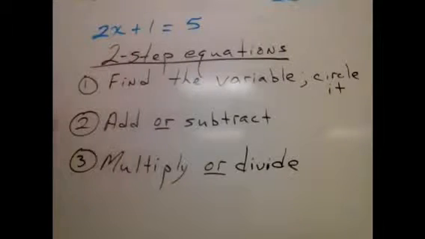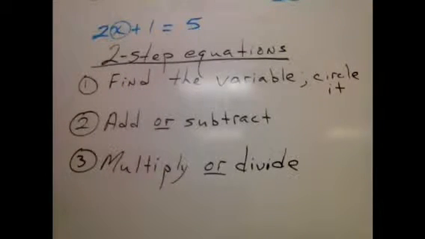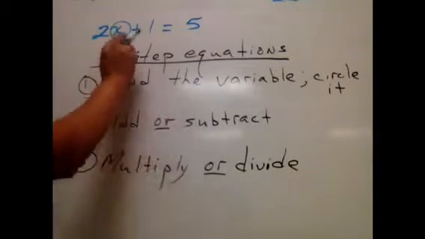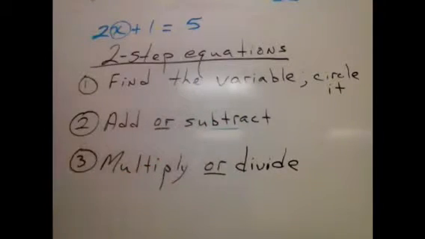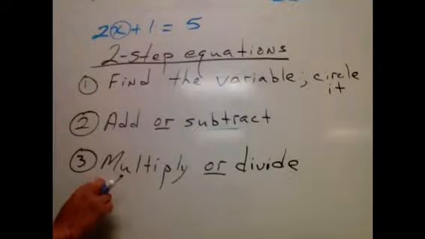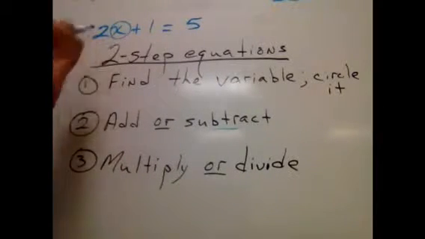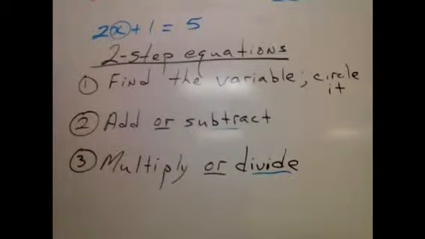What we want to do, again, is go opposite, just like our one-step equations. We are going to first find the variable and circle it. Then we're going to add or subtract. Here it says addition, so we're going to do the opposite. We'll be subtracting. Finally, once we finish that, we're going to multiply or divide. Here I said we multiplied, so we're going to do the opposite. We're going to divide. All right, let's solve this problem.